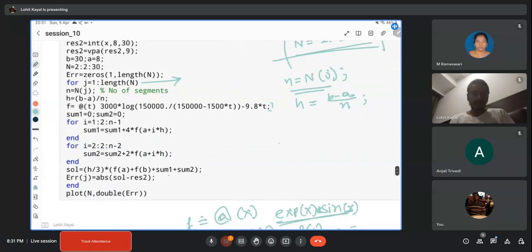So I have defined my sums over here, sum 1 equal to 0, sum 2 equal to 0. Remember that you need to define sum 1 and sum 2 inside the loop of n. If you define them outside, then after one loop your sum is not 0. Your sum will have some value from the previous loop, and it will accumulate and finally give you the wrong answer. So you need to write sum 1 equal to 0, sum 2 equal to 0 inside the loop of capital N.